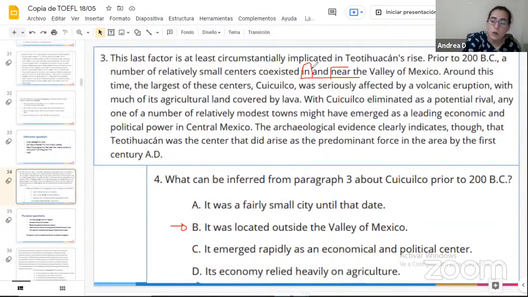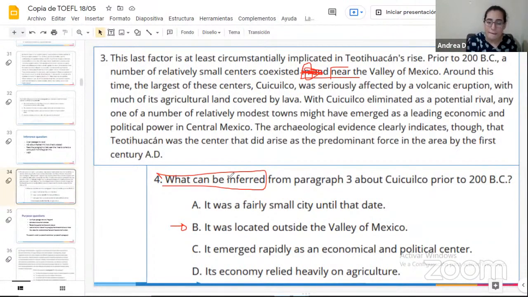Otherwise, you don't really have that strong evidence to come to that. And the second thing is, it would be too easy. Believe me, for this type of question, what can be inferred, the question itself is telling you that you have to reason it out, you have to come to inferences. That's why it's an inference type of question. So as I said, it's not gonna be explicitly there. Even if we have something like coexist near the Valley of Mexico, I personally would believe that would be too easy for this type of question. It's never gonna be there, like literally there.